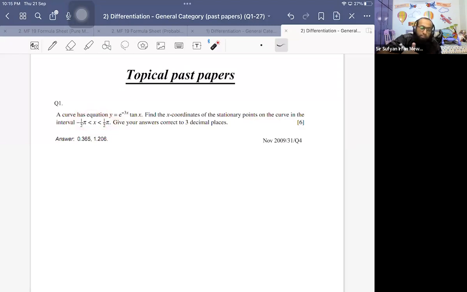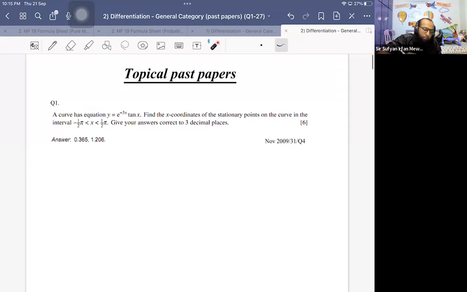Always remember that whenever we are given a domain, and this domain is from minus pi by 2 to pi by 2, this means minus pi by 2 tells us that we have to rotate clockwise. And this is the fourth quadrant only. Clockwise starts from the fourth quadrant. So this means we only have to focus on the fourth quadrant. And if we talk about pi by 2, then it's anti-clockwise and it's in the first quadrant. Negative pi by 2, it's clockwise, it's in the fourth quadrant. And positive pi by 2, it's anti-clockwise, it's in the first quadrant.